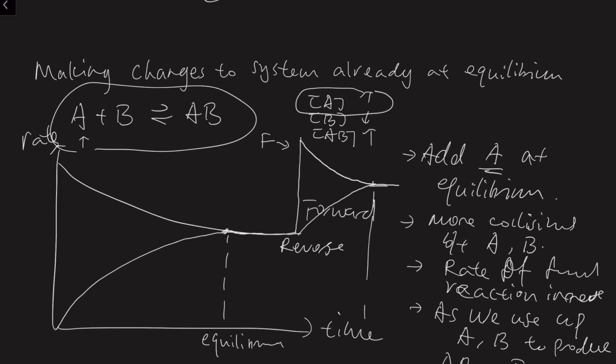I want to repeat this again, because we are adding A and the system can only partially oppose the change. So relative to before, the concentration of A would still be higher than the original equilibrium.